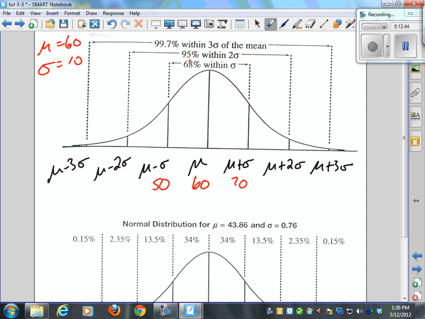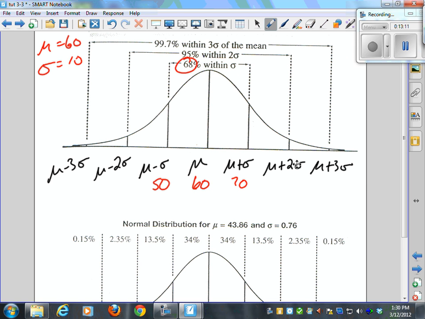So what this means is 68%, obviously we're a small class, but if this was a bigger class, the average in the class was 60. 68% of you, a little over two thirds, would have got a mark between 50 and 70. Two thirds of the class is between 50 and 70. Now, what happened to the other third? They're above 70 and below 50.